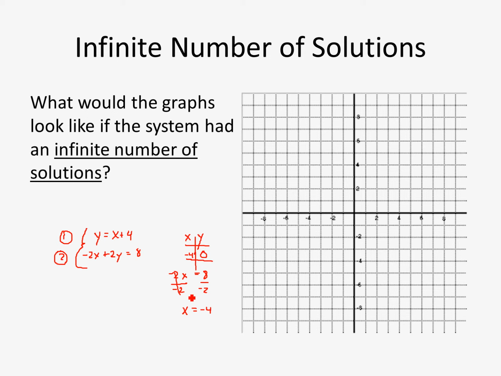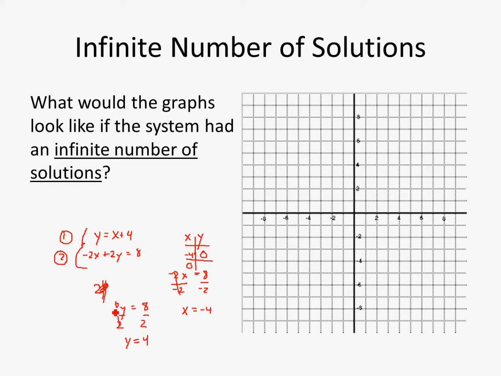So that would be 1 point. That was our x-intercept. Let's find our y-intercept, okay? To find our y-intercept, we want to make x equal to 0. So let's take the second equation and plug in 0 for x. Negative 2 times 0 is 0, and so we just have 2y is equal to 8, and if I divide by 2 on both sides, then I get y is equal to 4.